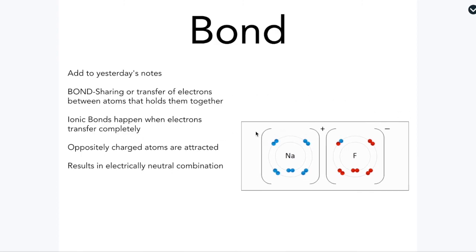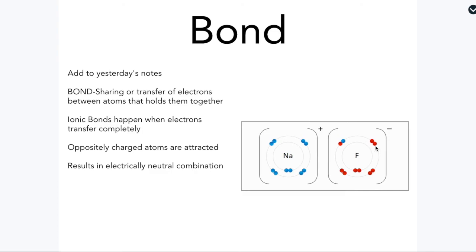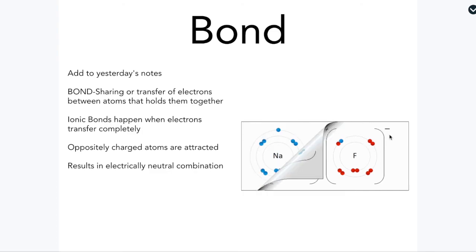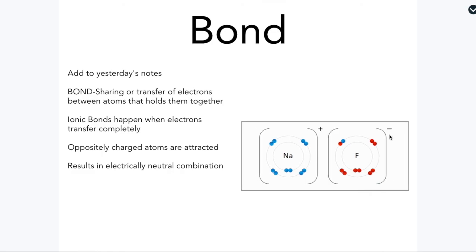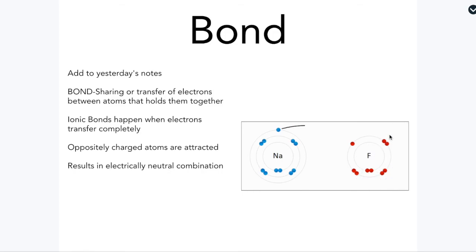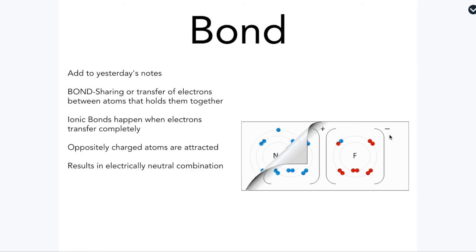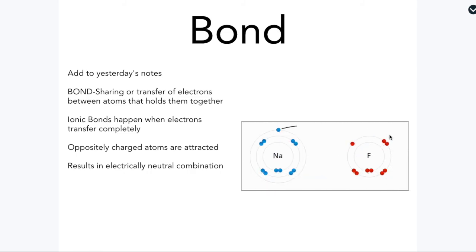These ionic bonds happen when these electrons transfer completely. The oppositely charged atoms are attracted to each other. And because sodium has a +1 charge and fluorine has a -1 charge, when they get attracted to each other, the +1 and -1 cancel each other out. If you add +1 to -1, you get 0, and we once again are back to an electrically neutral combination, which is ultimately what we are going for. So we have both atoms satisfying their octet rule, and they are electrically neutral. And so we have satisfied two energetically beneficial states, for the atoms individually and the atoms as a whole.